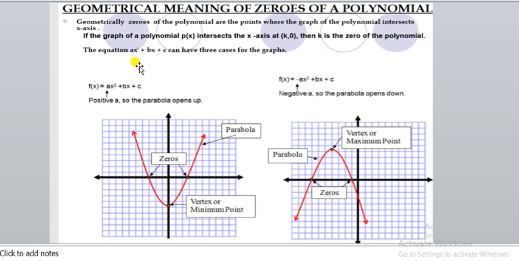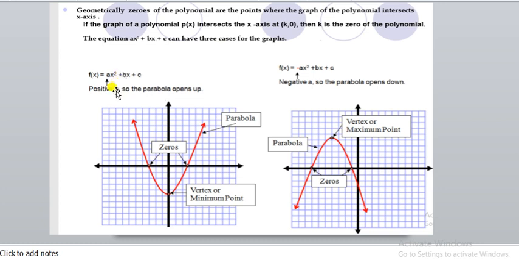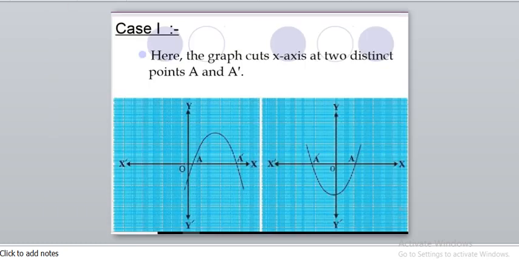The equation ax square plus bx plus c, this is a quadratic polynomial, can have three cases for the graph. First of all, what can be the condition here? When the coefficient of x square, a, is positive, we will get this type of graph, a parabola that opens up, and when the coefficient is negative, we will get a parabola that opens down. Now first of all, let us see case 1.